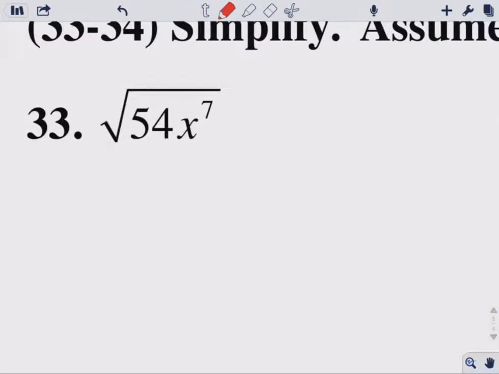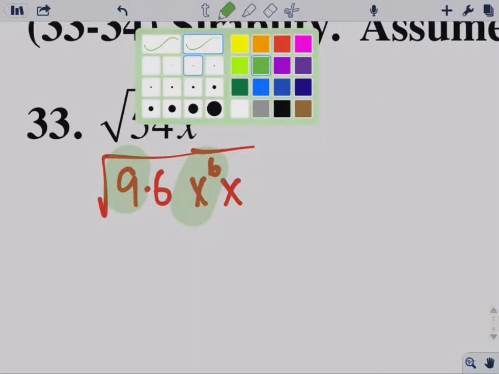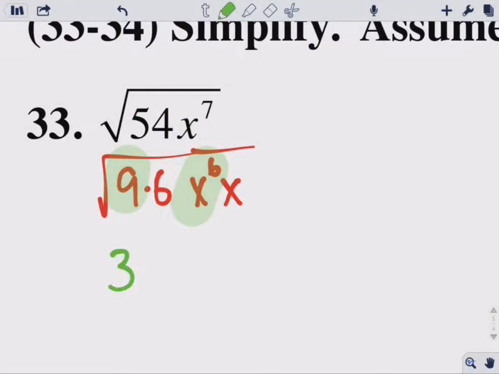So 54, remember that 54 is 9 times 6, okay? So that's 9 times 6, and then x to the 7th is x to the 6th times x. This I can simplify with the 9 and the 6. The square root of 9 is 3. Square root of x to the 6, we divide 6 by 2 and I get x cubed. And then I'm left over with the square root of 6x. Okay, so that's your answer there.